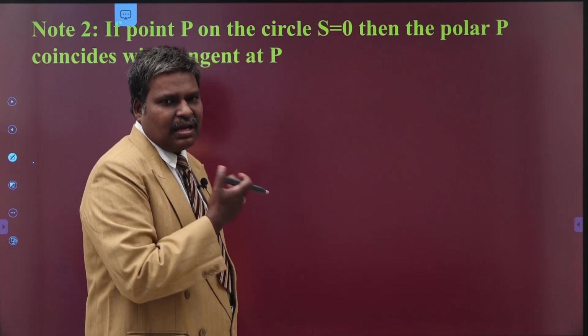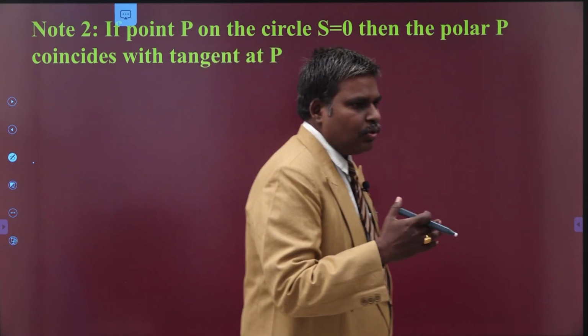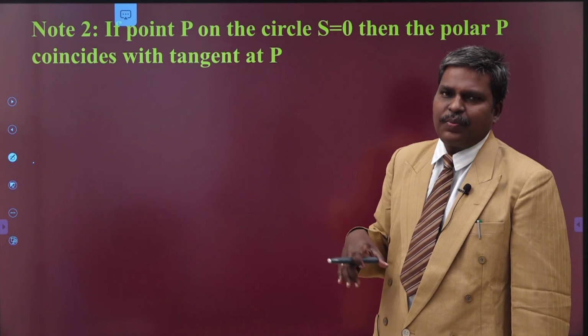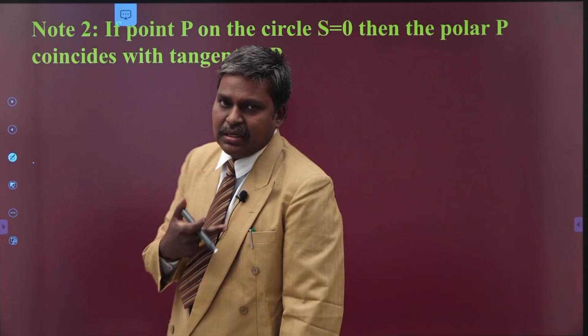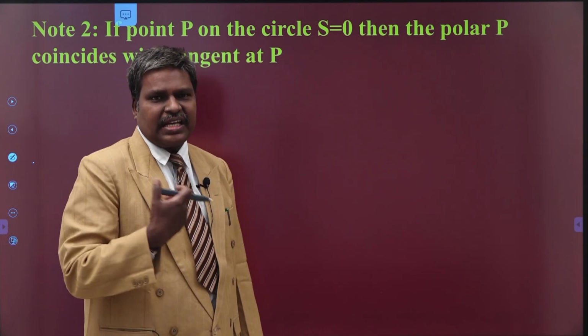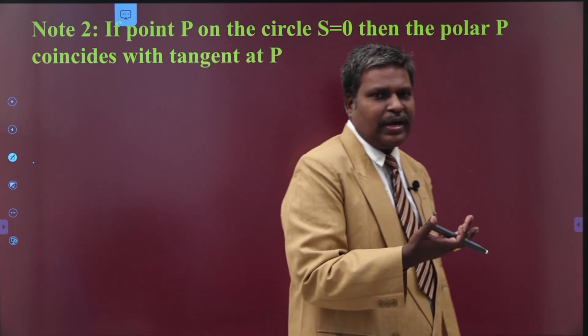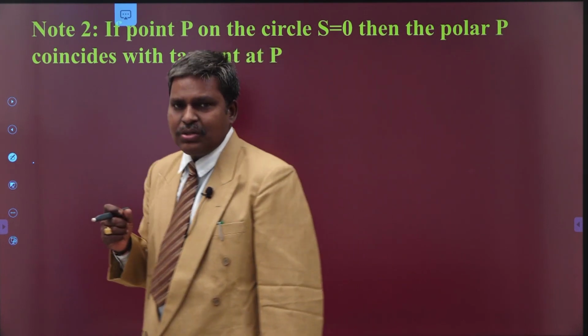Suppose your point is on the circle, your polar coincides with what? Tangent at P. So in this manner, the tangent at the point and the polar of the point have the same equation, that is S1 is equal to 0. That is the mystery behind S1 equal to 0, why we have it for 3 concepts: tangent at the point P, polar of P, and chord of contact of point P. All have the same equation, S1 equal to 0.